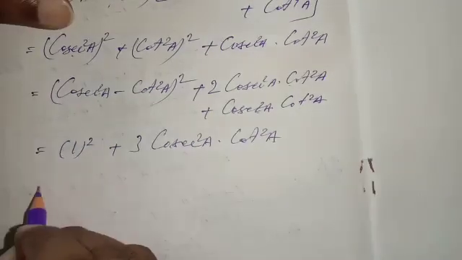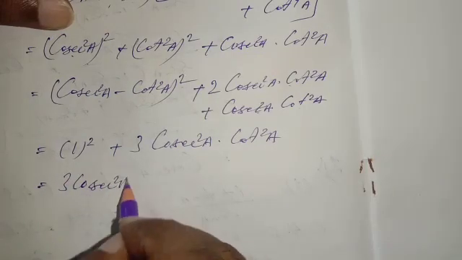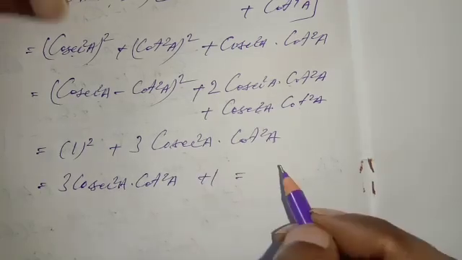So finally you are getting 3 cosec square A into cot square A plus 1, which is your right hand side.